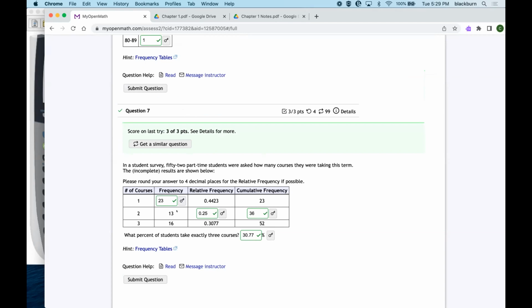Can you all hear my computer's fan? I apologize for that. I don't know what the heck's wrong with this thing. It's loud.